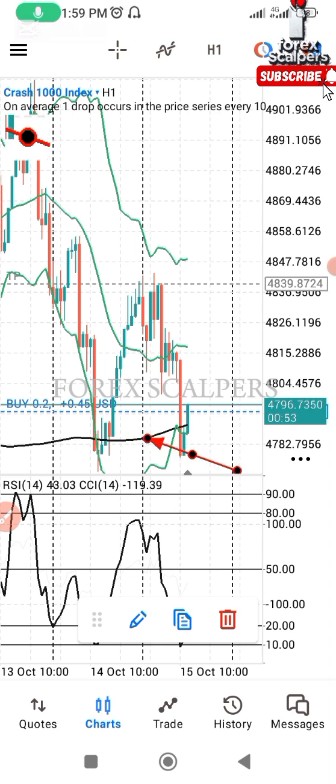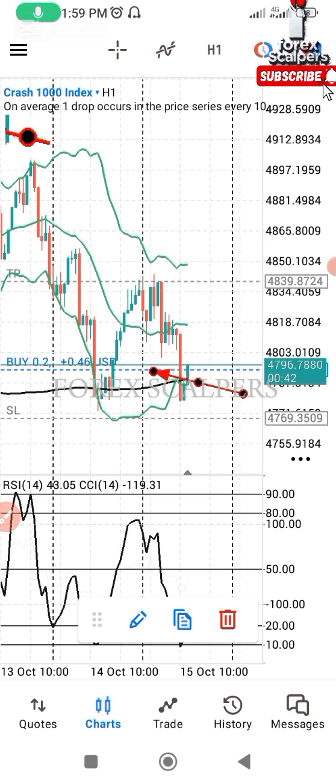So we'll be using a simple moving average 200 to determine the trend of the market, which is what you are seeing here. So whenever price is above it, we are in an uptrend, and when price is below it, we are in a downtrend.